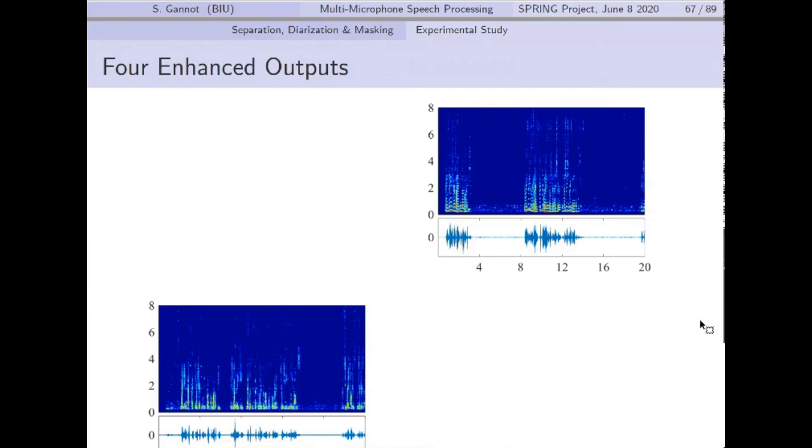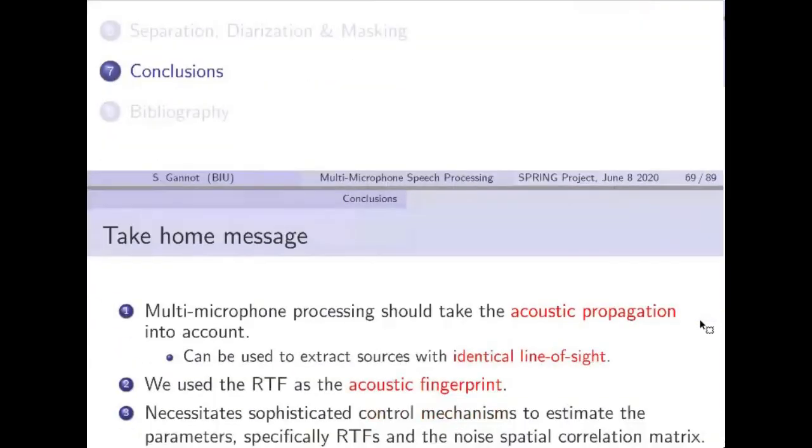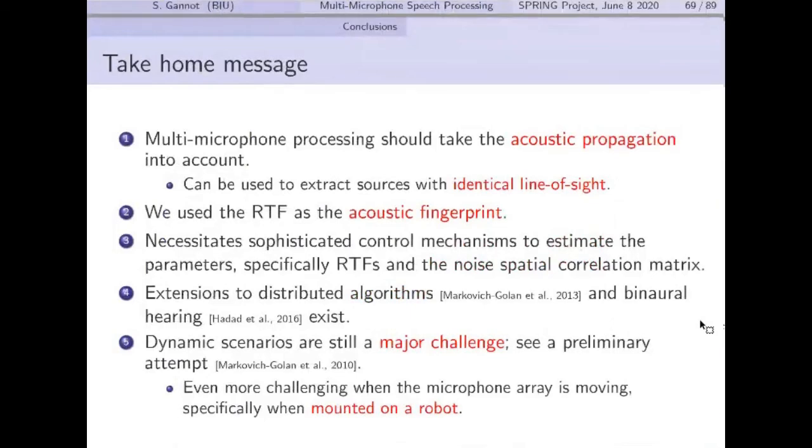There is, I would say, a bit of instability, but not too severe, and some musical noise, which I think we can improve by making this indicator a bit softer. But this is the raw algorithm as is. So this more or less concludes what I wanted to say today.